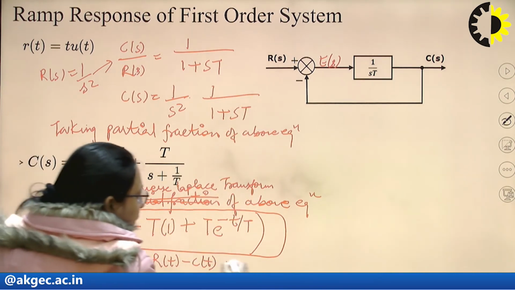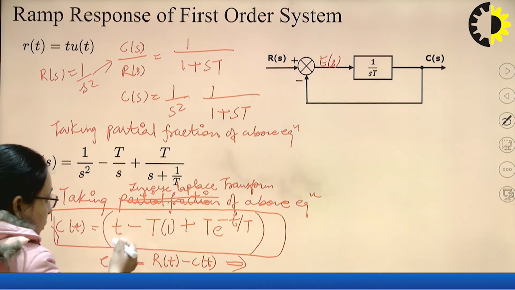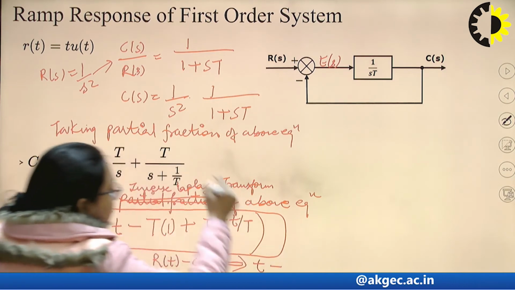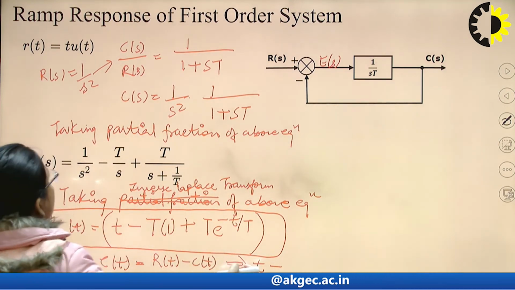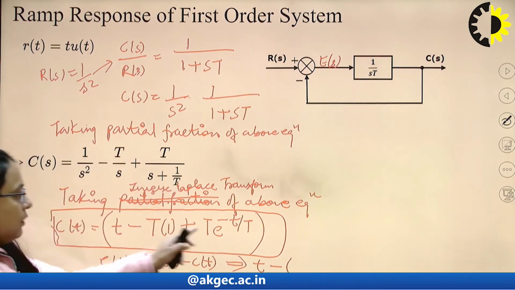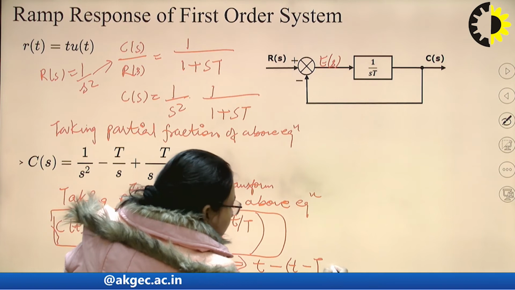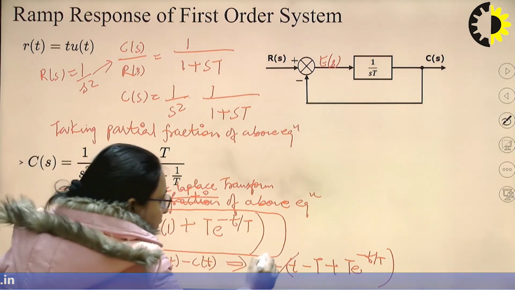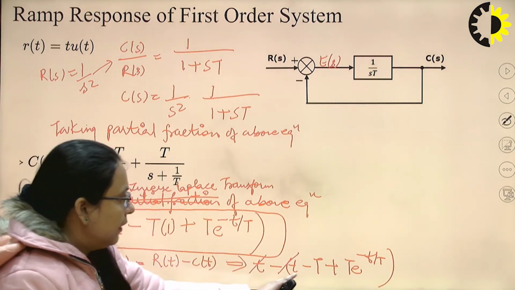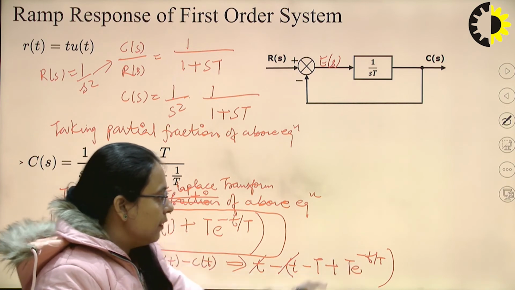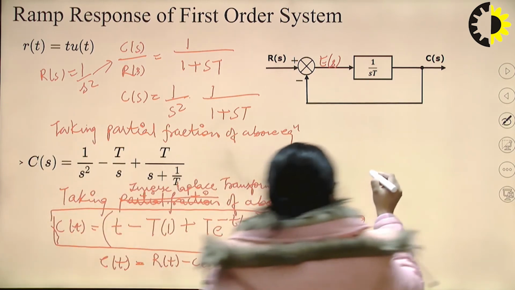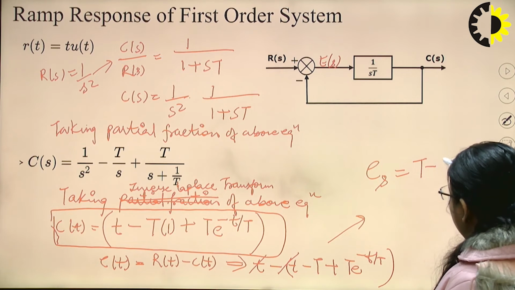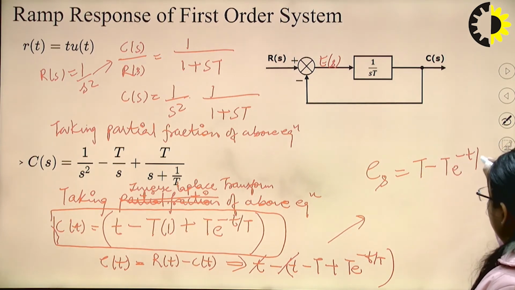So it comes out to be, here r(t), for unit ramp input we have r(t) equals t, and minus the value of c(t), which is t minus T plus T into e raised to the power minus t by capital T. So it gets cancelled and we'll get the error e(t) for this system as capital T minus capital T into e raised to the power minus t by T.